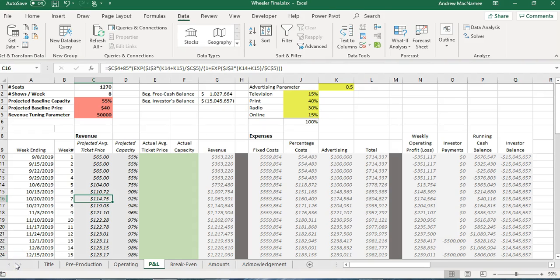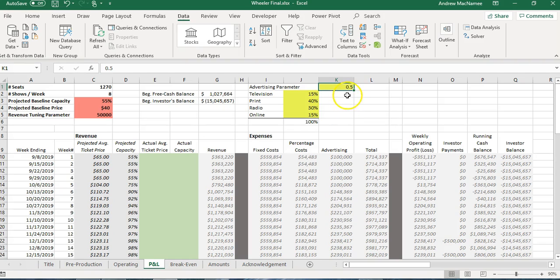The next thing we're going to look at is setting our advertising budget. So we've found that advertising on print will help raise our average ticket price, whereas advertising on radio will help raise our projected capacity. So we need to find a balance between these two numbers here. We also need to find how much of our operating margin we should spend on advertising. So if we take the revenue, we subtract the fixed costs and the percentage costs, it leaves operating margin, and then we're going to use a certain percentage of that in the advertising budget. This is the advertising parameter here.